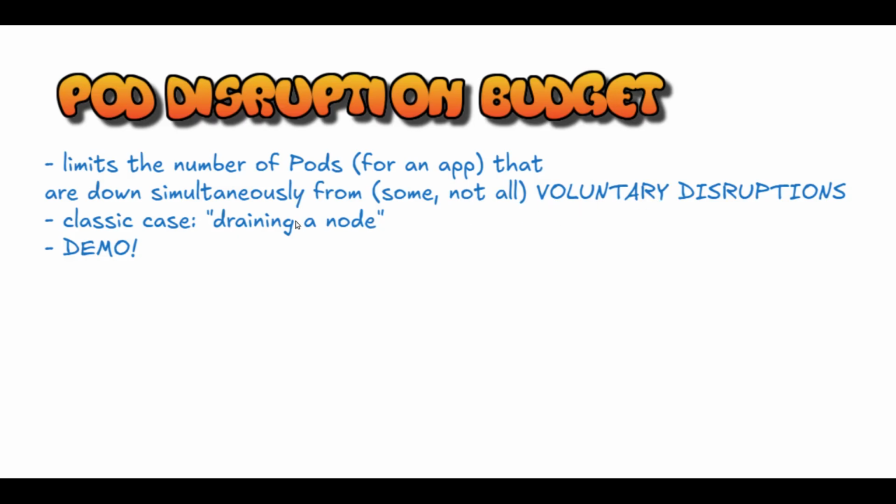The classic case is if you voluntarily drain a node. This is very common when you upgrade your Kubernetes version: you upgrade the control plane, and then one by one you have to upgrade each node. Part of the node upgrade process, one of the earlier stages, is draining the node of pods, evicting the pods on there. A pod disruption budget will ensure that the number of pods that are drained is limited, and therefore your app remains available. It's very, very useful. Let me show you how this works in a demo.